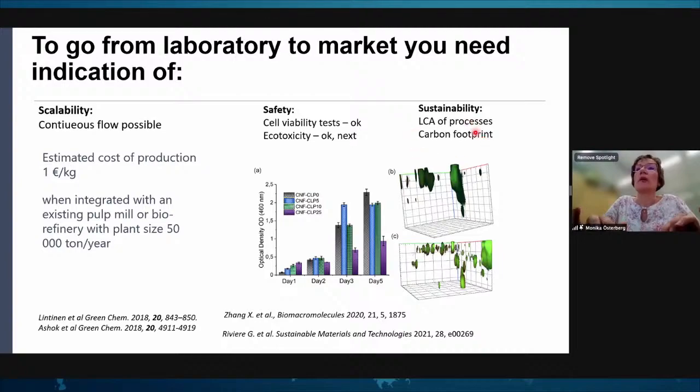We have done some work on the LCA, and you can read a bit in this article, and some people are working on it, but this is something that needs much more attention in the future. Especially important is to not study only the production of the particles, but actually the use of the particle in an application, and then try to assess whether this is more sustainable than the material we are trying to replace with the CLPs. And there's a lot to be done in this respect, I think.